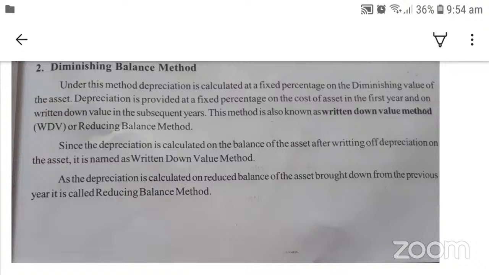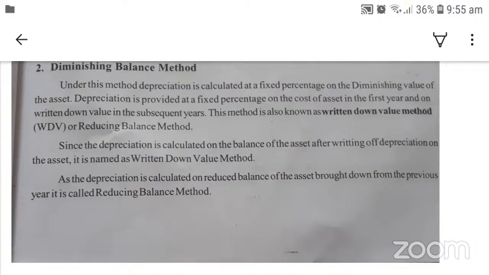Okay, as per the Board of Intermediate, we have two methods to calculate the depreciation. One is the straight line method, and the other one is the diminishing balance method. Today we are going to discuss the diminishing balance method.